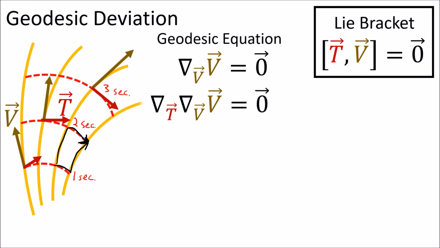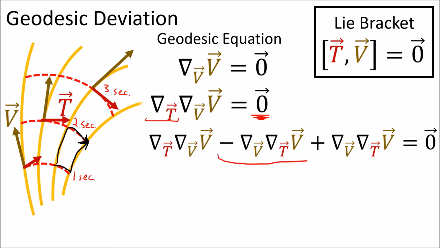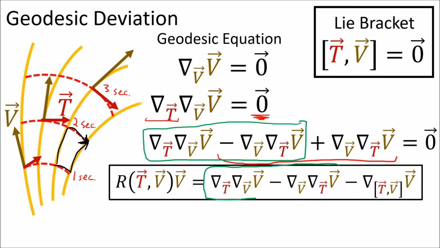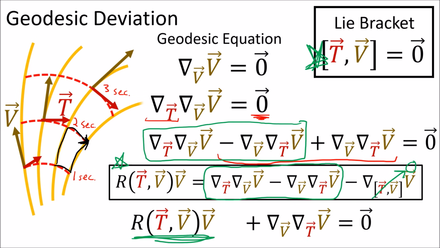Now let's take our geodesic equation and take the covariant derivative of both sides in the direction of t. The right-hand side just stays 0. Then we'll add and subtract this term. The first 2 terms are exactly equal to the Riemann tensor of t and v acting on v. The third term in the Riemann tensor definition involving the Lie bracket goes to 0, since we said that the Lie bracket of t and v goes to 0. So this represents parallel transporting v around a parallelogram formed by t and v.